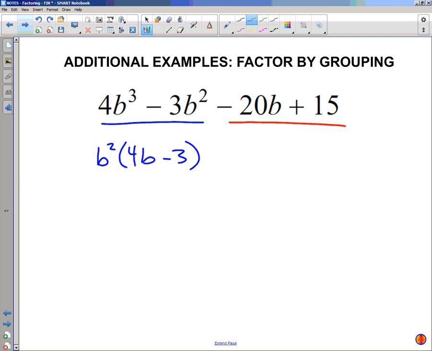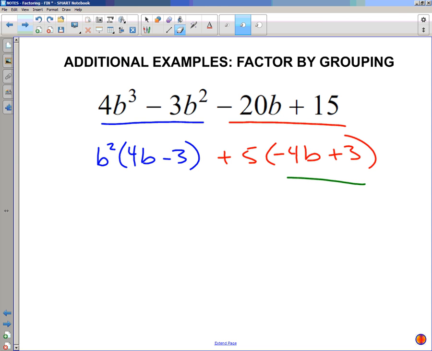Last two terms, 20 and 15 are both divisible by 5, so let's pull a 5 out in front. That's going to give us a negative 4b and a plus 3. So we've run into the same situation as the last problem. These two binomials are very close, but they don't quite match. The signs aren't quite there yet.